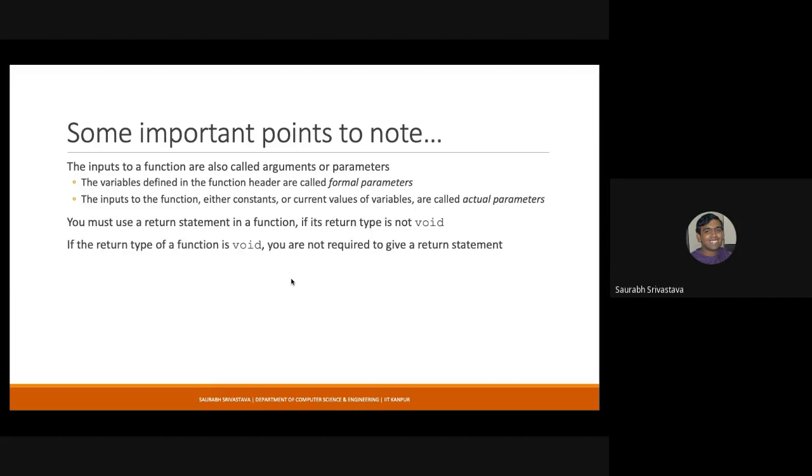So whenever you pass some arguments from the calling function to the called function, there are two terms that I use: formal parameters and actual parameters. Actual parameters are the actual values that you pass to the function, and formal parameters are basically the variables which you use to catch them in the function.